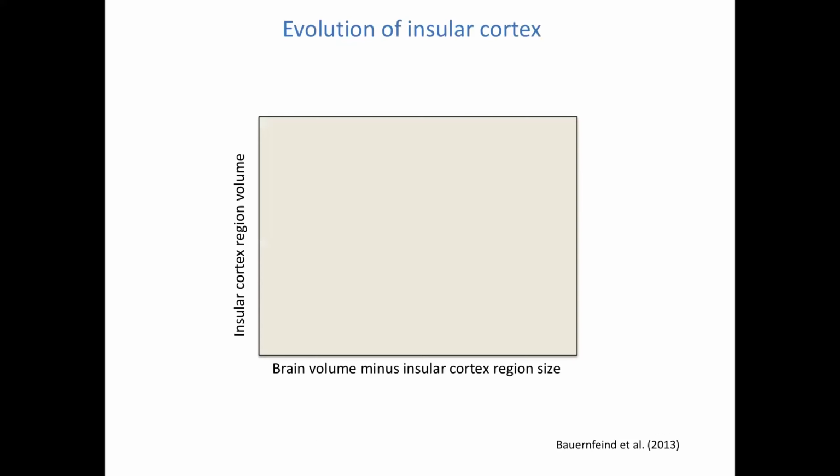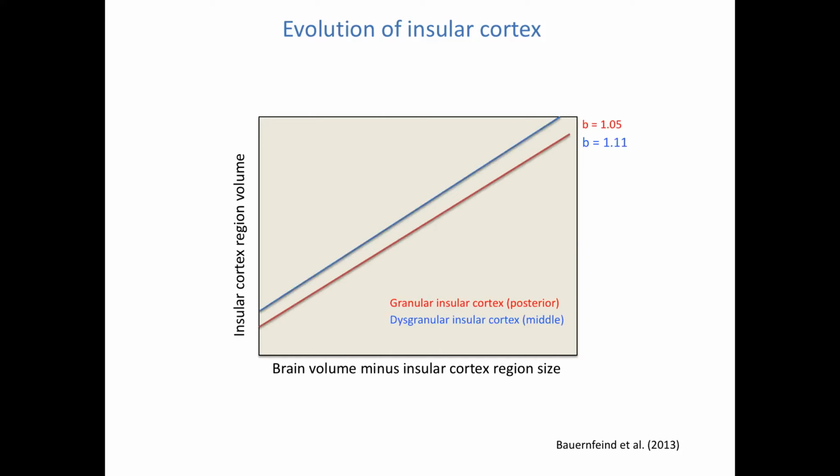But to summarize what you find, there is overall positive allometry of insular cortex compared to brain size. So as brains get bigger, disproportionately more and more of cortex is made up by insular regions. And then within those insular cortex subdivisions, you can also observe changes in allometric scaling. So as you go from the most posterior to the more anterior subdivisions of insular cortex, you have increasingly positive allometric scaling.